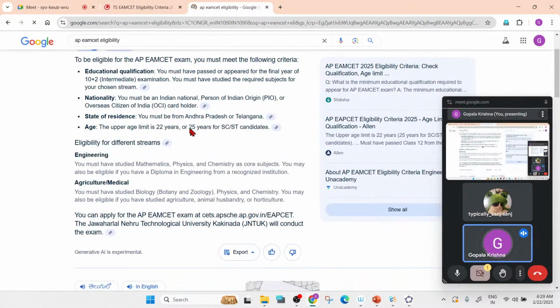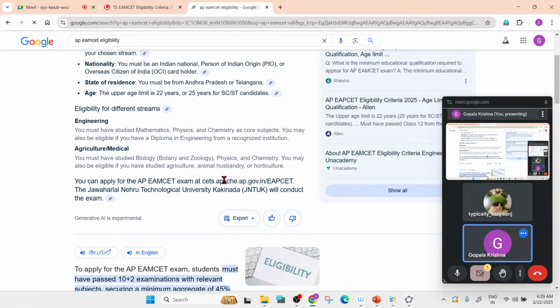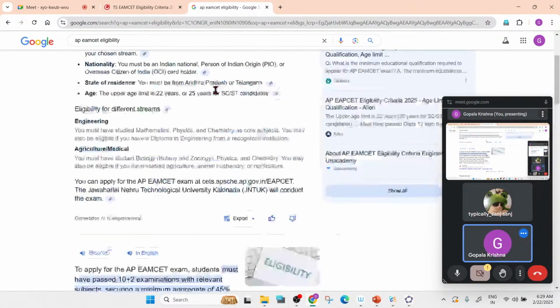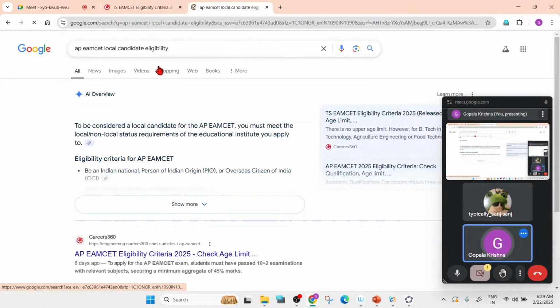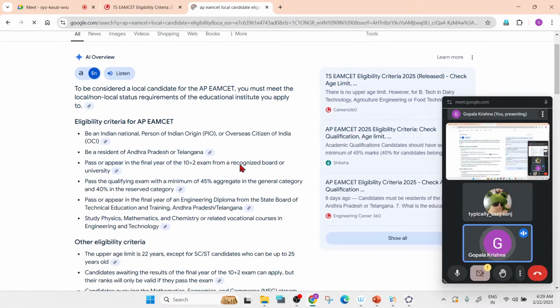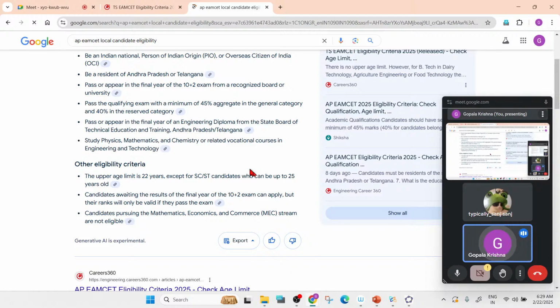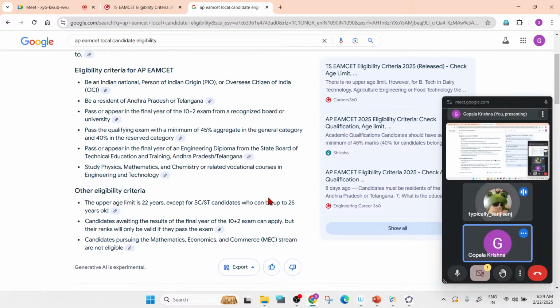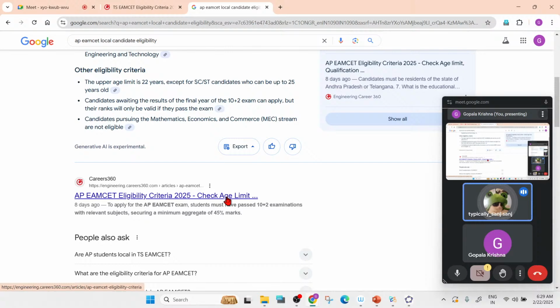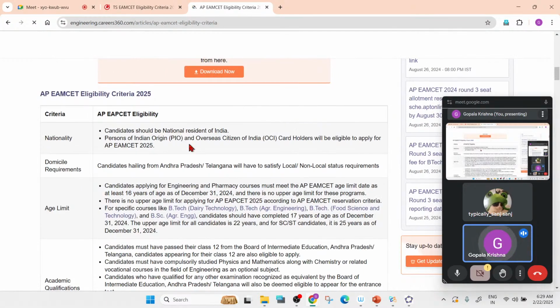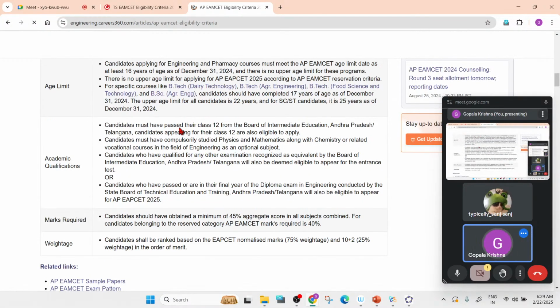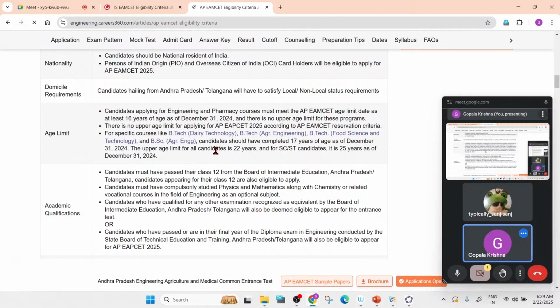You must be from Andhra Pradesh. But you can write it, there's no restriction for the local people. A lot of people write from outside also. Even if I get rank and marks, theirs will be more considered, you're telling. Right, right. They will have more preference. Exactly. The local will be given more preference. Okay.